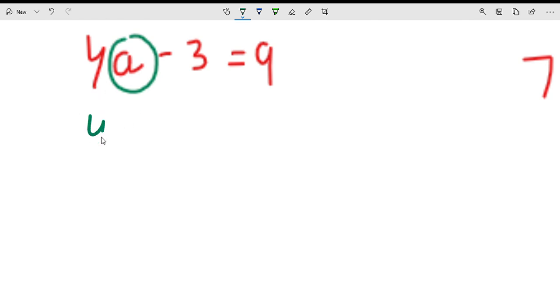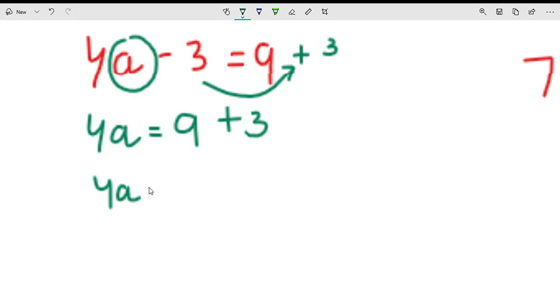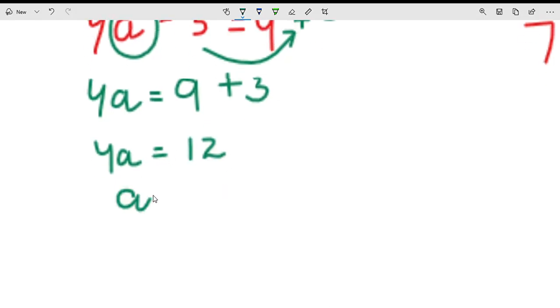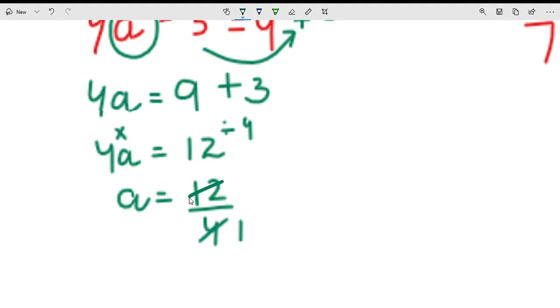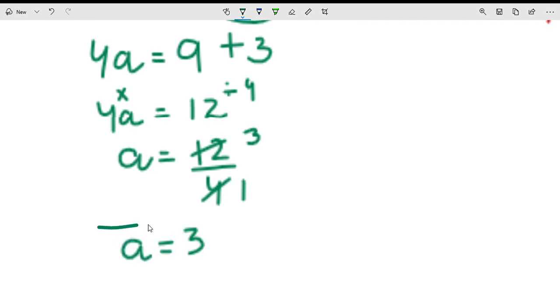So 4a equals 9. This is negative 3 here. When it moves to the other side, it becomes positive 3. So 9 plus 3, and 4a equals 12. So a will equal, because it is being multiplied here, the same thing, it will become divided on the other side. So 12 divided by 4. 4 1s are 4, 4 3s are 12. So a equals 3. This is our answer.